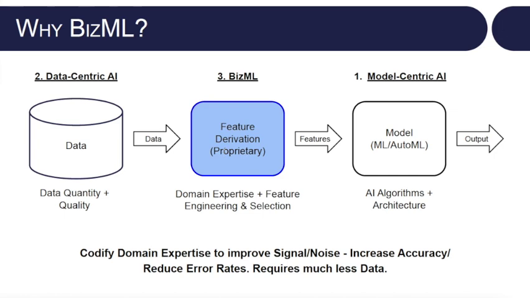What we figured out is that by focusing on codifying domain expertise and using our proprietary feature engineering and feature selection, you can get much better results. The data clearly shows that the signal to noise ratio significantly improves when you do this, which results in increased accuracy and reduced error rates. This approach also results in less data being required.